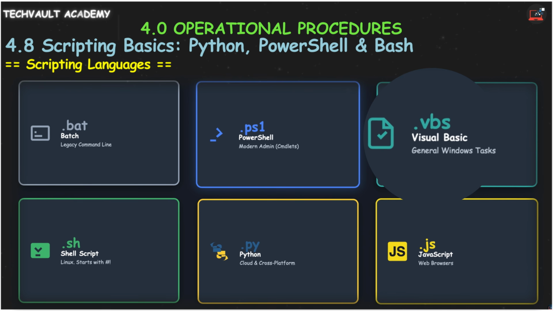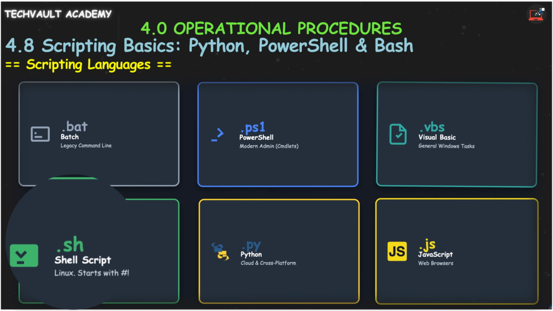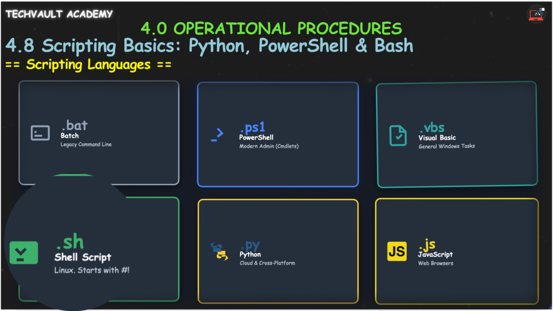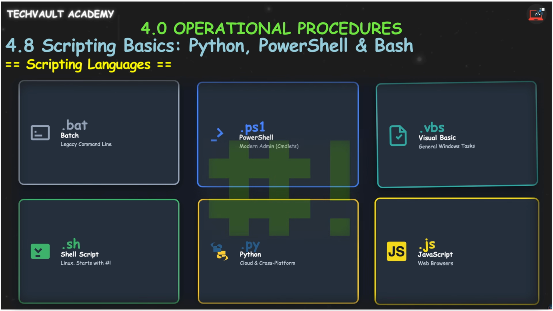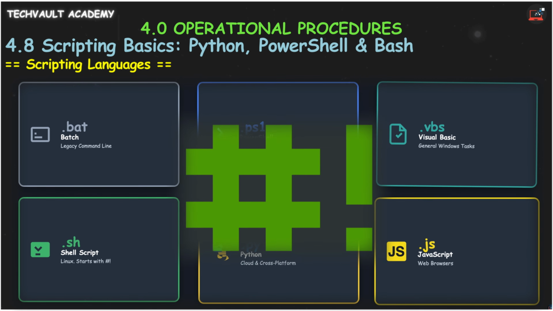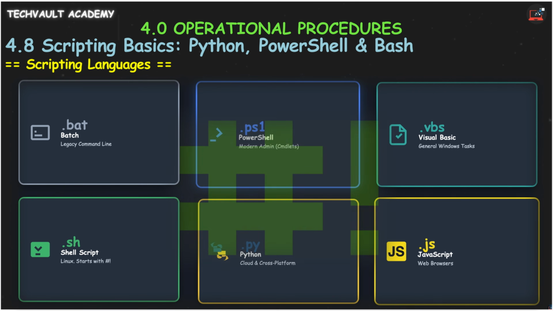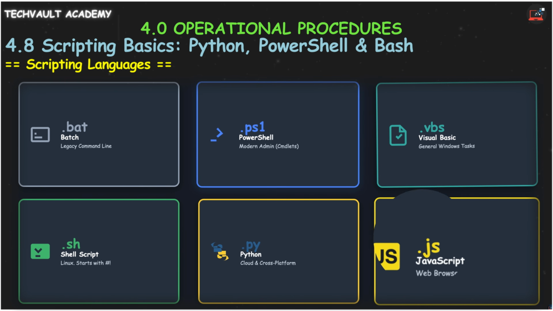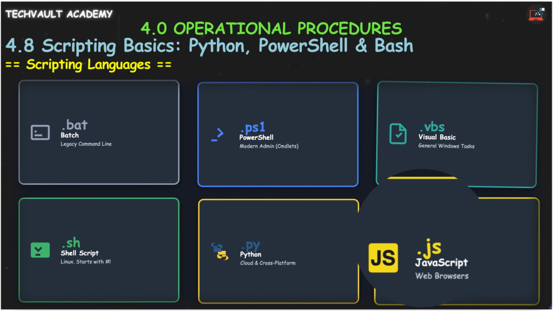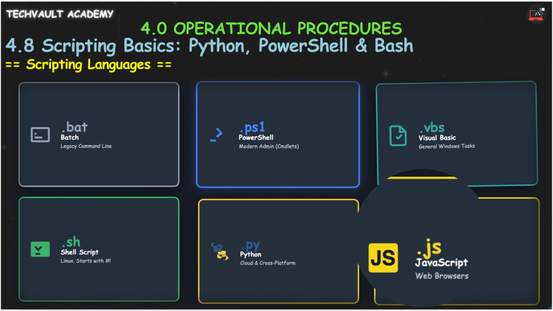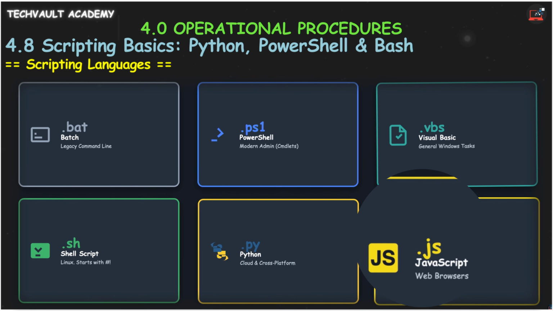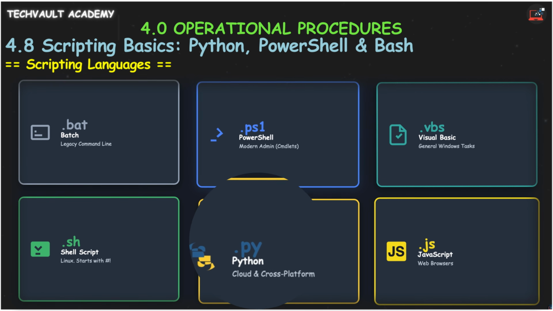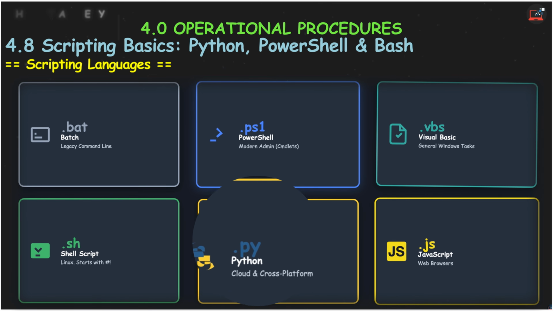If you are in Linux or Unix, you'll use shell scripts, ending in .sh. A key identifier for these is the shebang or hashbang symbol at the very start of the file. For web browsers, we use JavaScript, or .js, which handles interactivity. And for cross-platform automation that works on Windows, Mac, and Linux, the king is Python, ending in .py.